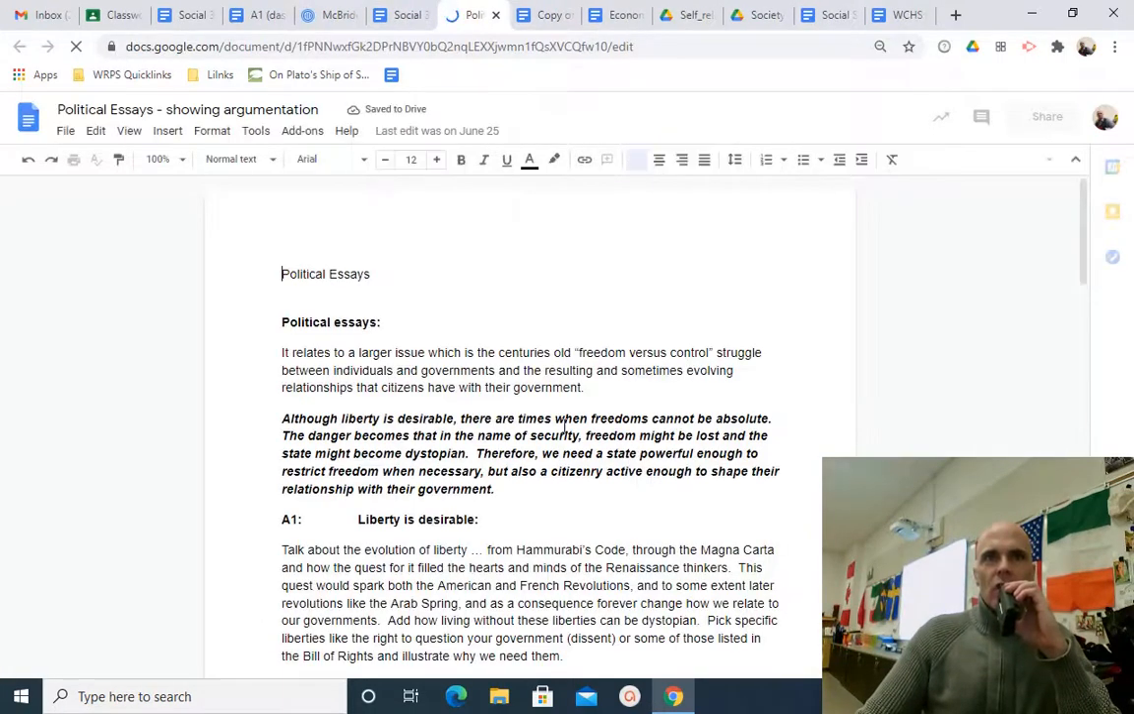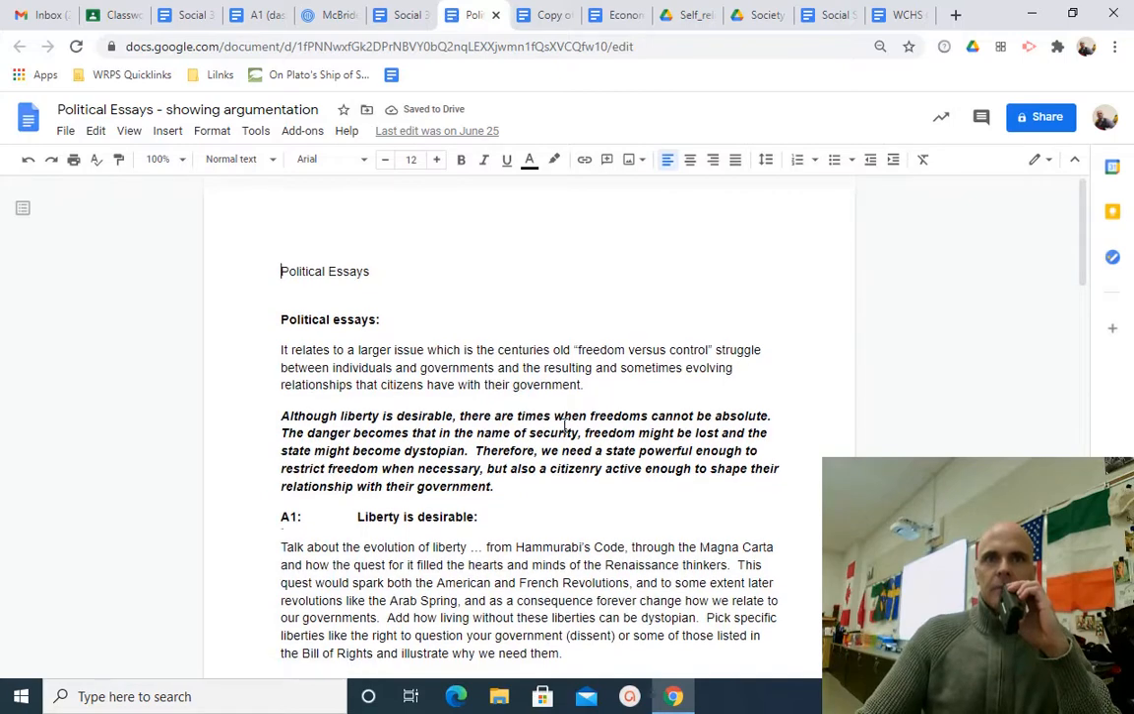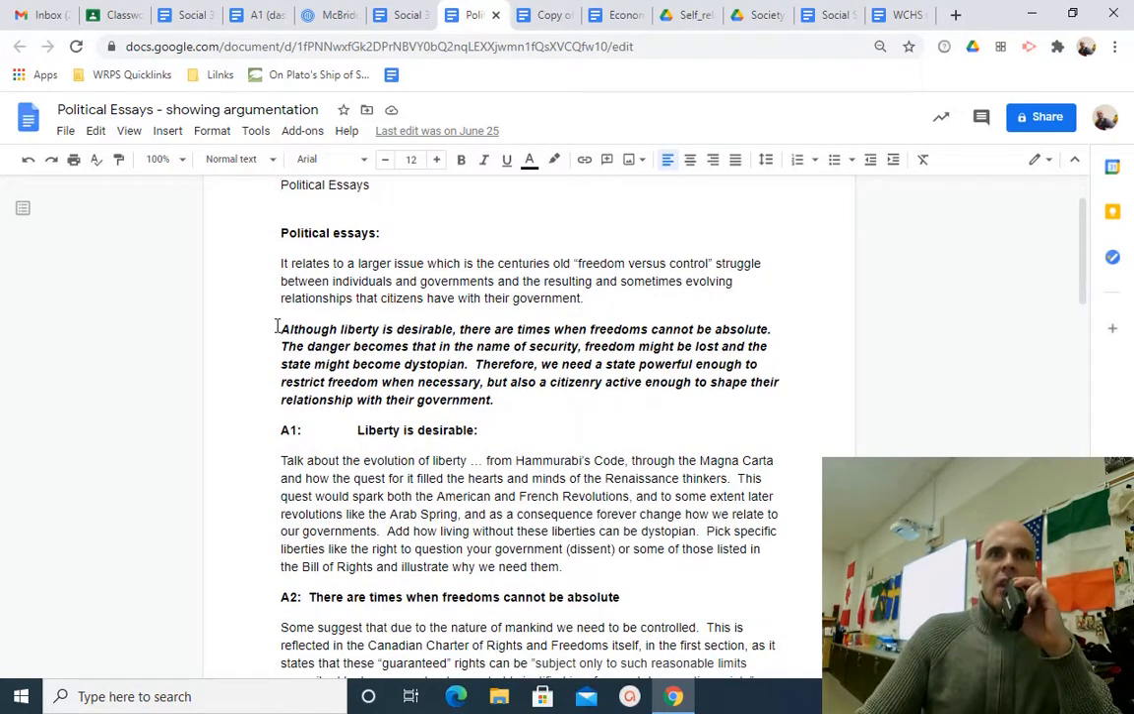Here's a political source that shows argumentation. So here's a possible thesis statement. Although liberty is desirable, there are times when freedoms cannot be absolute. The danger becomes that in the name of security, freedom might be lost and the state might become dystopian. Therefore, we need a state powerful enough to restrict freedom when necessary, but also a citizenry active enough to shape their relationship with their government. That's a thesis statement that you might be able to plug and play with nearly every essay in Social 30.